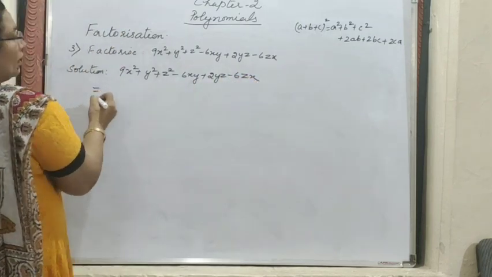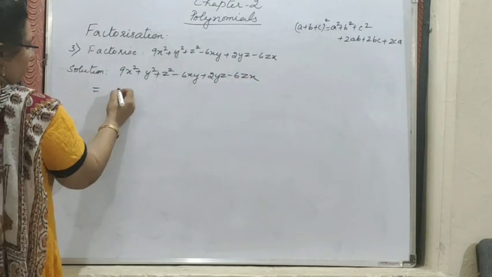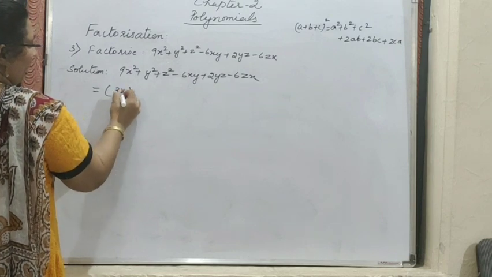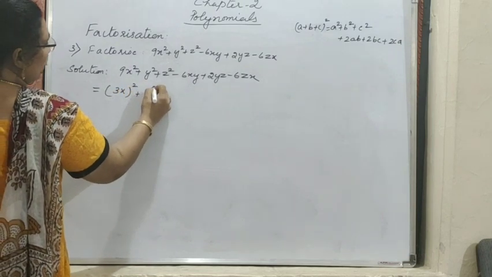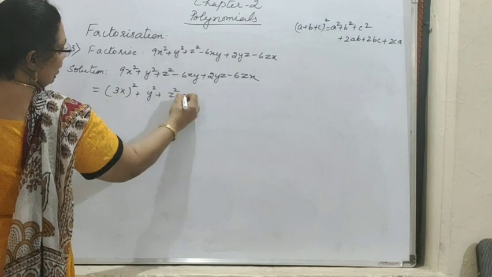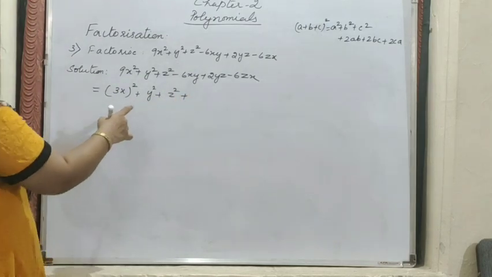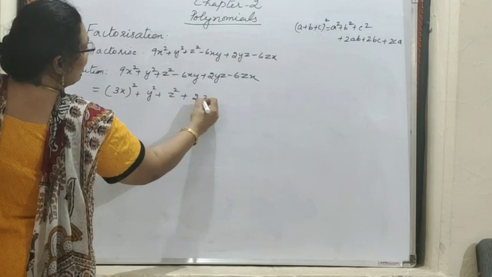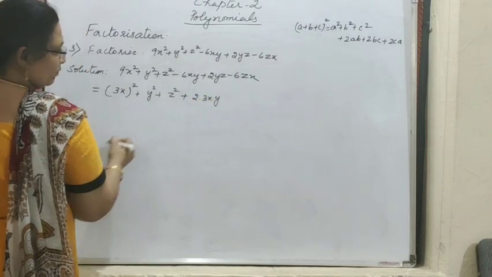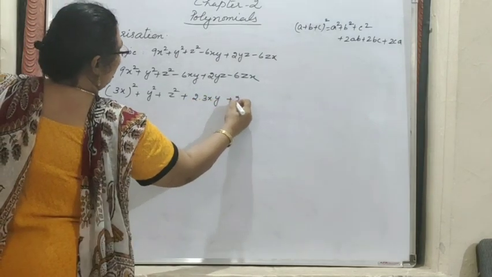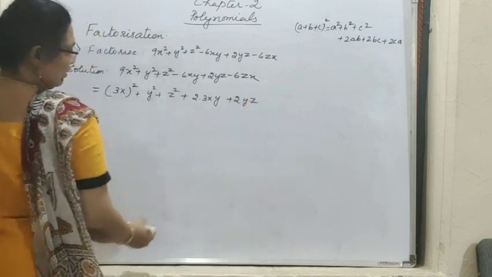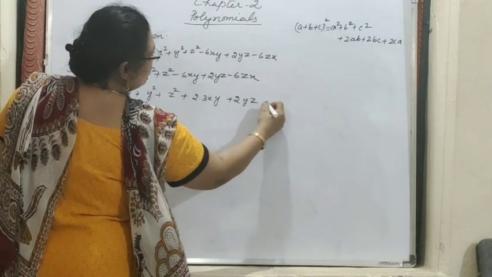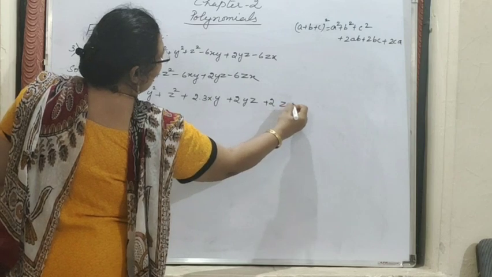So what we can write, the three terms in the square form, 3x whole square, y square, z square. Now according to the formula, plus is there, so with the plus we are writing first 2 into 3x into y. Next 2 into y into z, right? Next plus 2 into z into x.